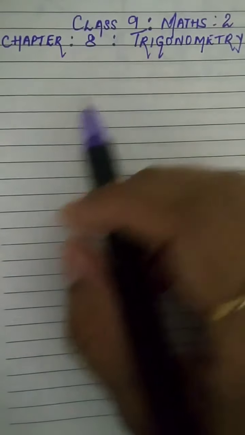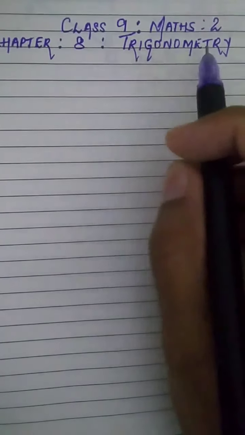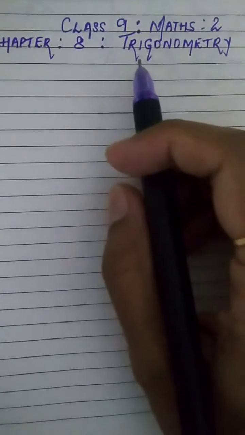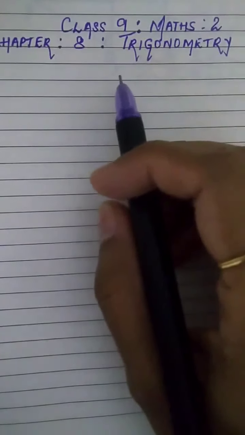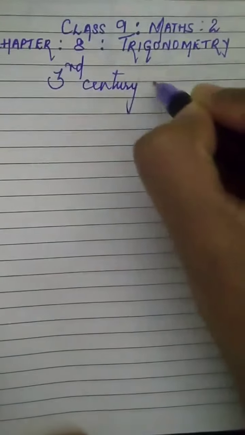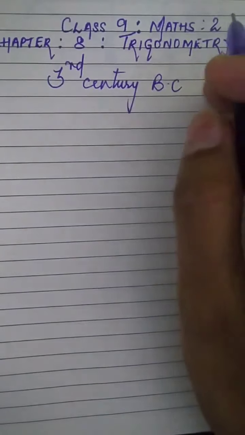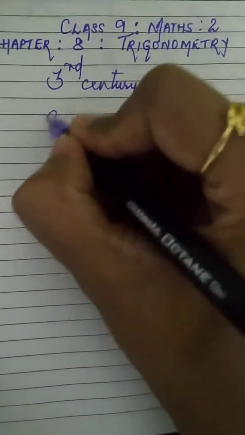Without wasting much time, let us get into this interesting chapter called Trigonometry. It's not that trigonometry was introduced recently. No, trigonometry was introduced from the 3rd century BC. Through geometry, we are in touch with trigonometry. Trigonometry is widely used in astronomical studies.